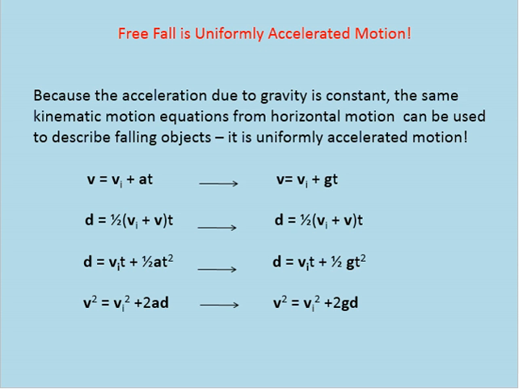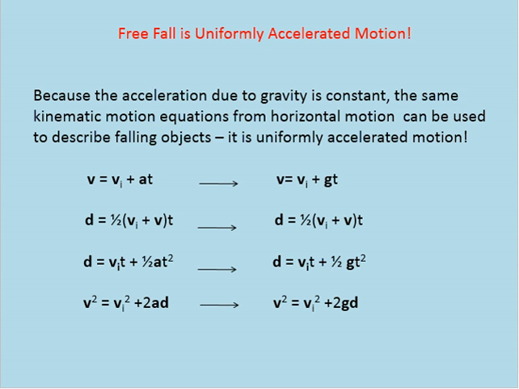Now, free fall motion is uniformly accelerated motion. The acceleration is constant during the whole period of motion. The object is changing its velocity by a constant rate. Since that's true, it's just like what we've done in horizontal motion. Those kinematic equations can be used to describe free-falling objects simply because it's also uniformly accelerated motion.